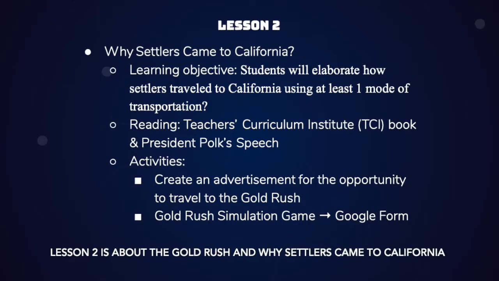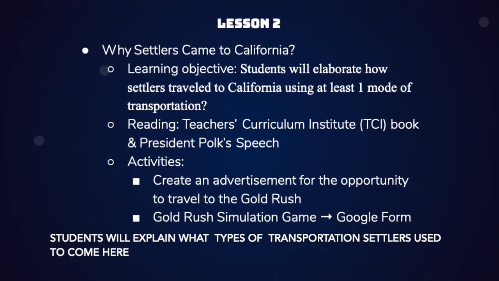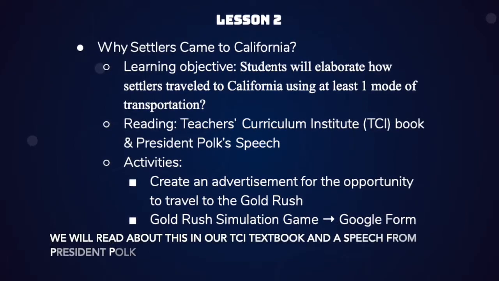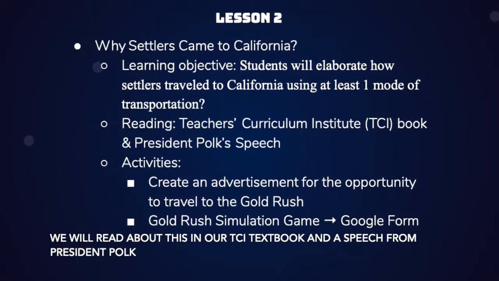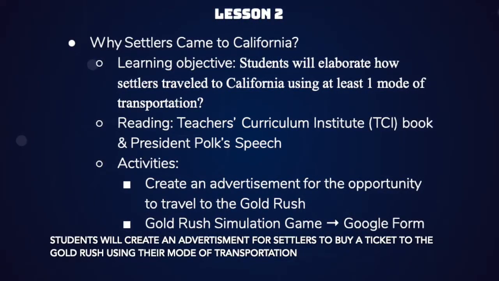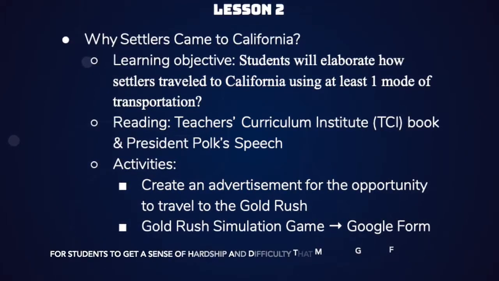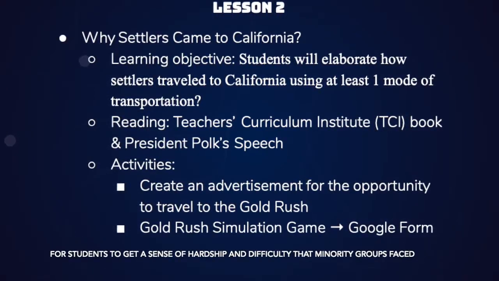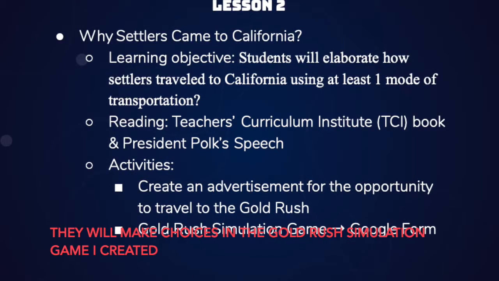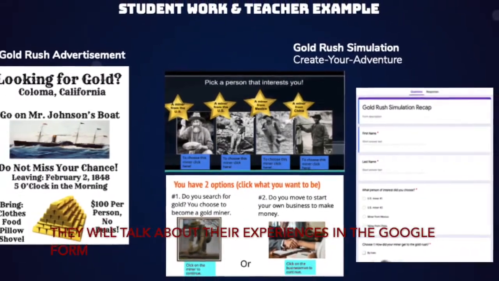Lesson 2 is about the gold rush and why settlers came to California. Students will explain what types of transportation settlers used to come here. We will read about this in our TCI textbook and a speech from President Polk. Students will create an advertisement for settlers to buy a ticket to the gold rush using their mode of transportation. For students to get a sense of the hardship and difficulty that minority groups faced, they will make choices in the gold rush simulation game I created. They will talk about their experiences in the Google form.